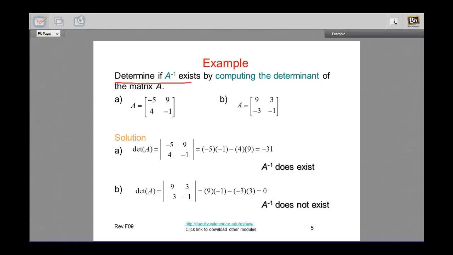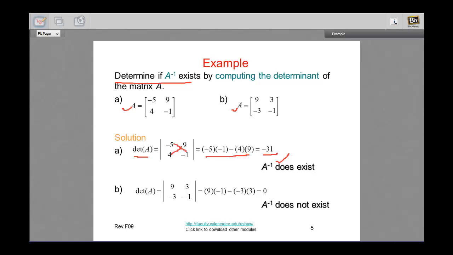There are two matrices given, matrix A and matrix B, and tell me whether the inverse exists or not. So what we do first is check their determinants. Just 5 multiplied by minus 1 and 4 multiplied by 9. So we multiply 5 by minus 1 and 4 by 9, and we get minus 31. So it is not 0. So it means that A inverse exists. Meaning that we can find the A inverse.